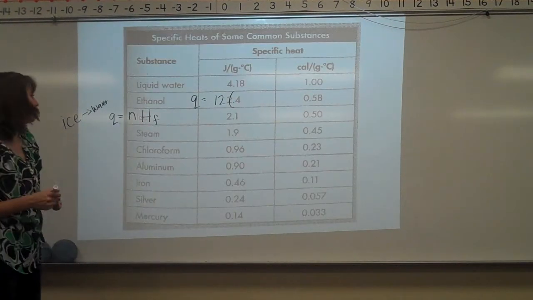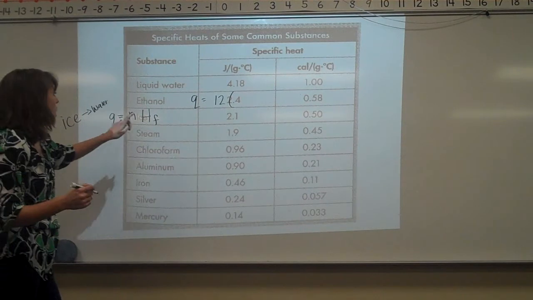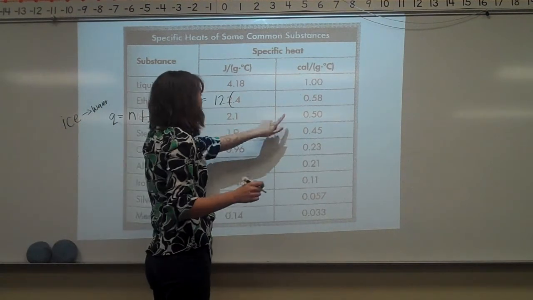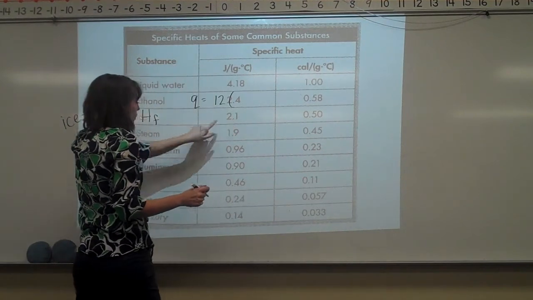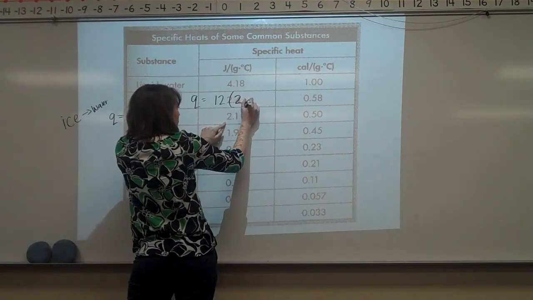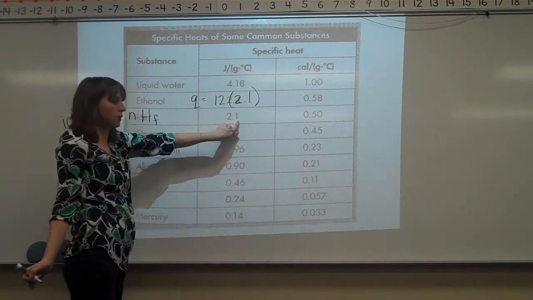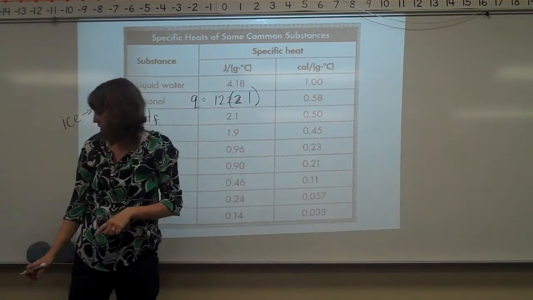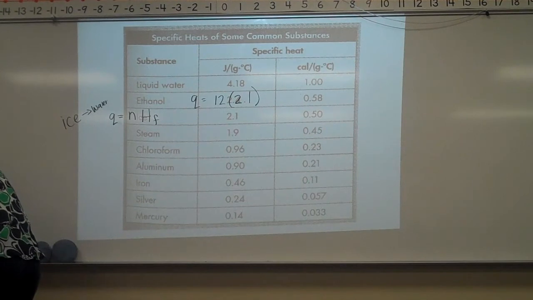Here's our specific heat. We want the specific heat not for liquid water, but for ice, right here. Let's keep it all in joules, so we're going to use the 2.1. Make sure you're using the one for ice, not liquid water. They are different specific heats. So let's go back to where we were.